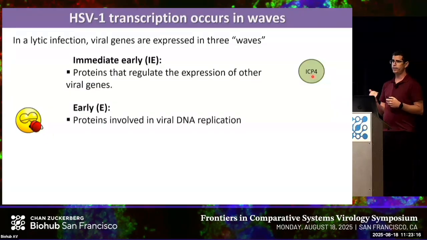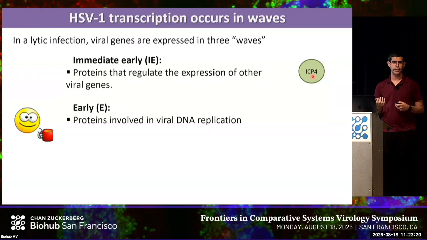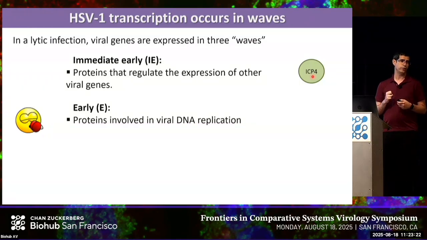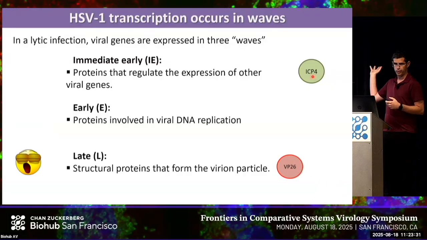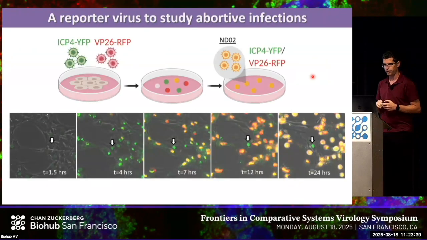Then we have early genes, which are mainly the ones that are going to turn on viral DNA replication. And once viral DNA replication starts, we have a shift from early to late gene expression. These are all the structural proteins that are going to form new virion particles. And you just need to know one of them, the minor capsid protein VP26, that we're going to use as a marker for the cells having gone through, or at least started, viral DNA replication.